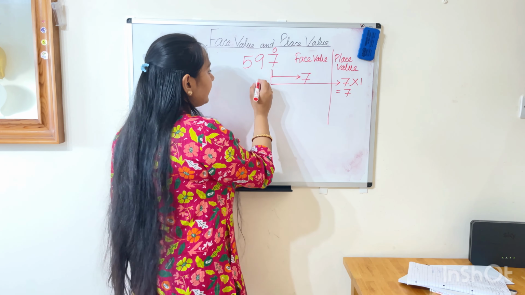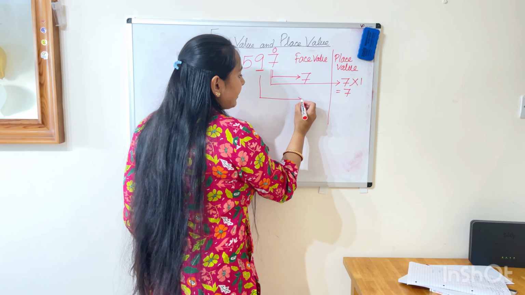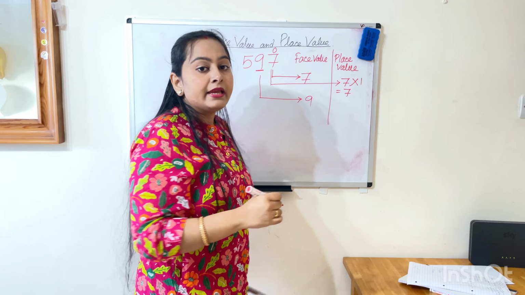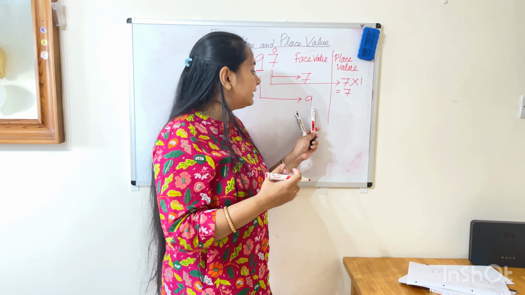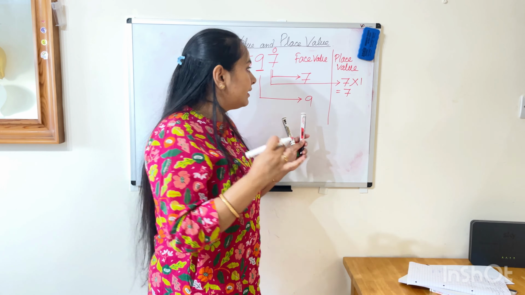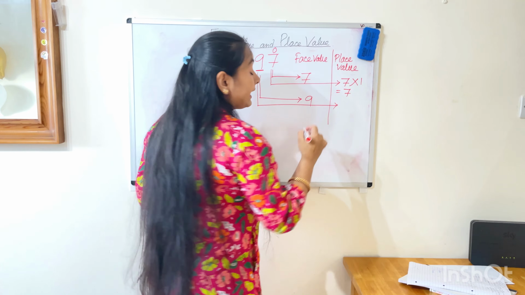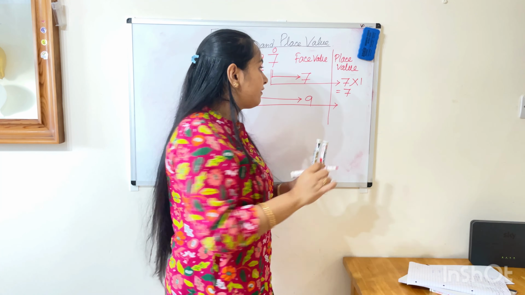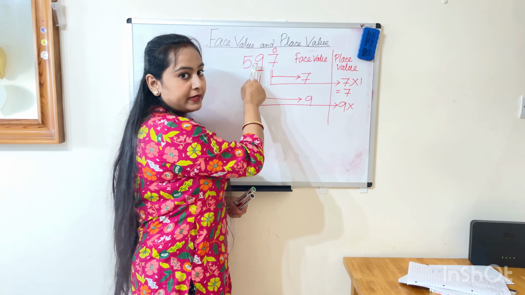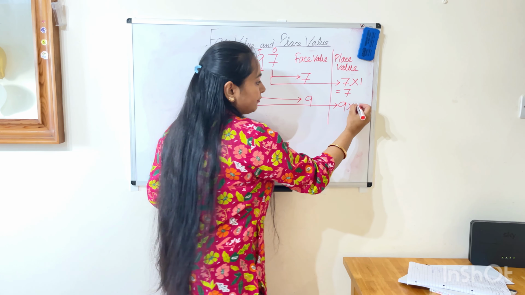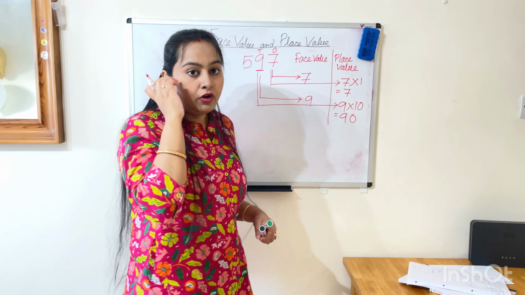Right? Now take the second digit, that is 9. The face value will always remain the same. It does not depend on the position of the digit. So the 9 will remain the same, and that is our answer. Now in case of place value, it depends on the position. 9 is at which place? At the tens place. So we have to multiply 10 with it to find the place value of this digit.